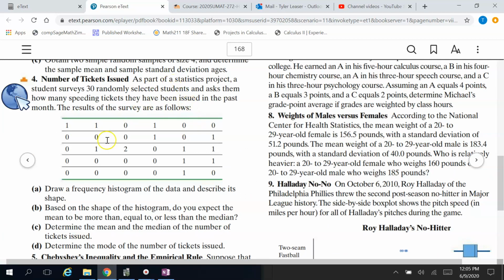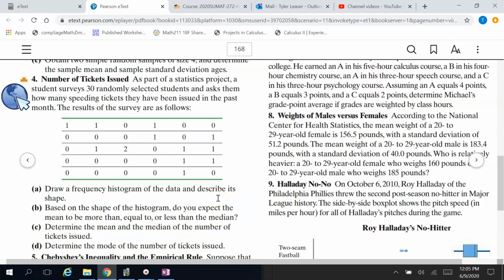Number 4. So it gives us a bunch of raw data here for the number of tickets that students got. Then it's asking us to draw a frequency histogram. So that's going back to chapter 2 stuff, and describe its shape. Based on the shape of the histogram, do you expect the mean to be more than, equal to, or less than the median? Determine the mean and the median, and to determine the mode.